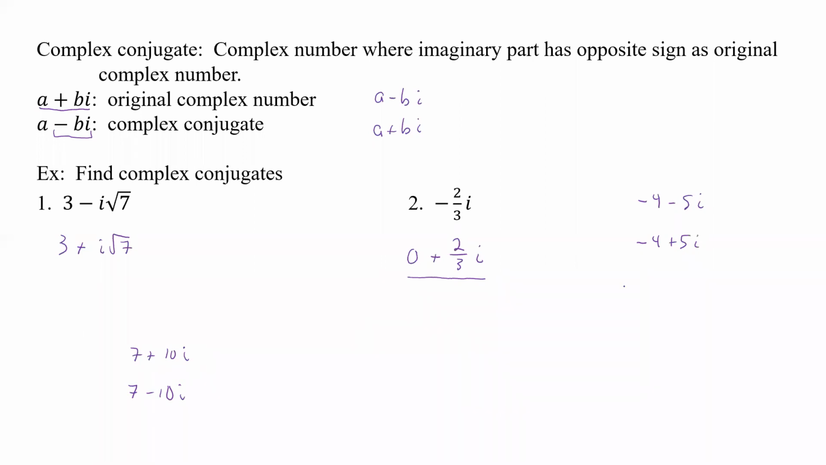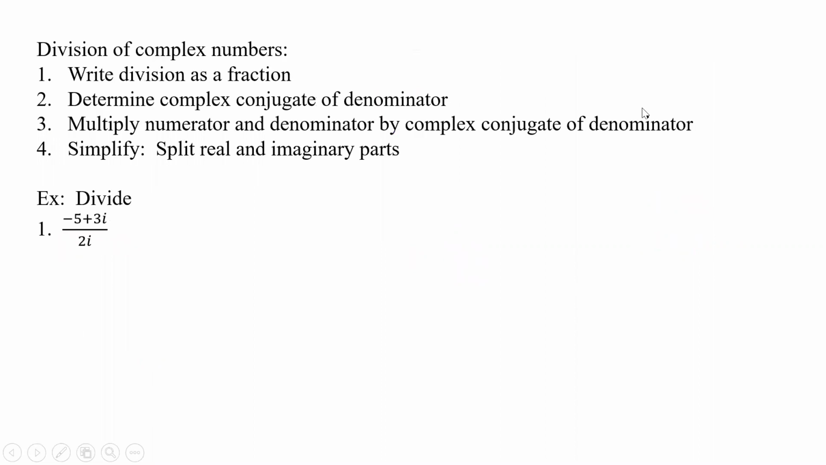And so again, these are going to come into play when we actually start dividing complex numbers, which is what we do next. To write complex numbers as division, we need to write it as a fraction. That way we can see the original number, and then we can figure out what the conjugate is. The second step is to determine the complex conjugate of the denominator.